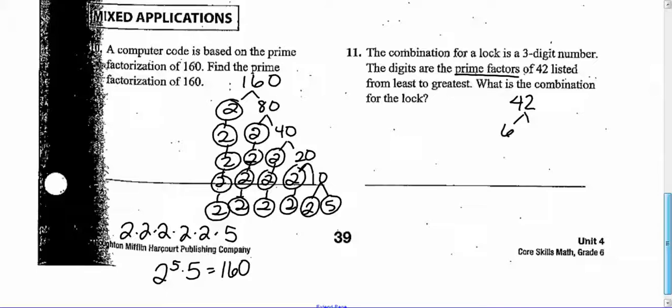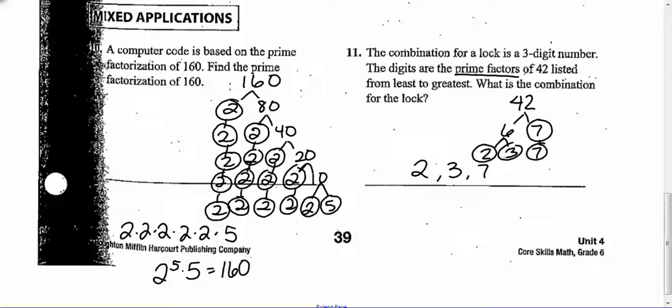So let's just do 6 times 7. 7's prime. 6, you could do 2 times 3. Bring down that 7. So your combination for the lock is 2, 3, 7, okay? If you wrote it as 2 times 3 times 7, I'm okay with that. I'm going to pause the video for a quick minute, but that is how you do your homework.